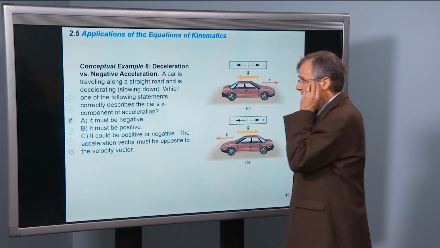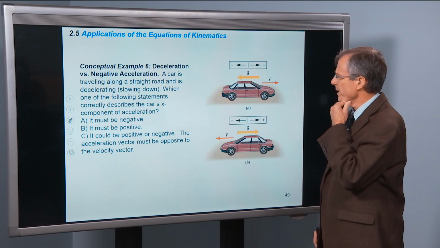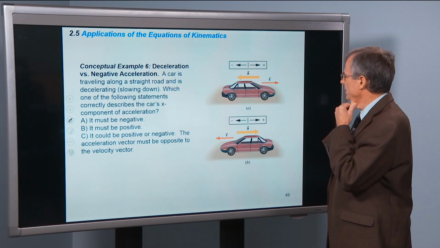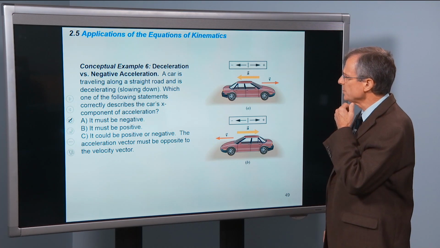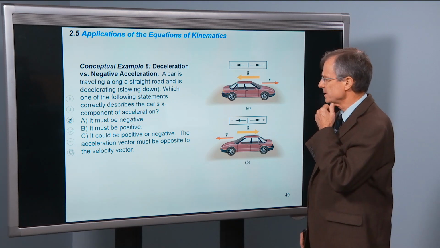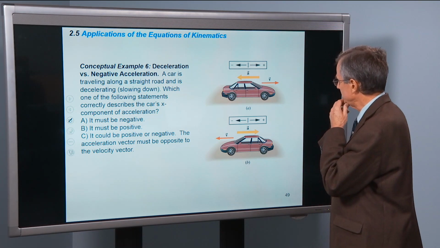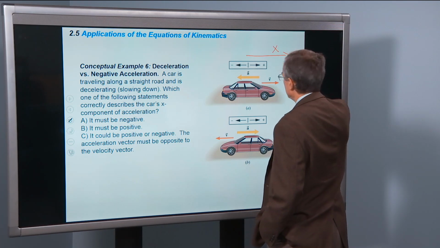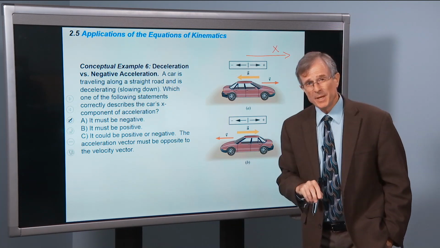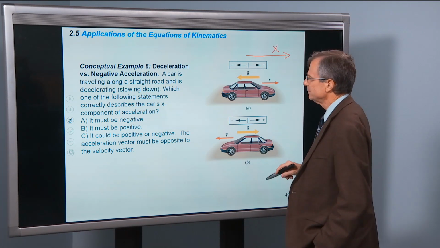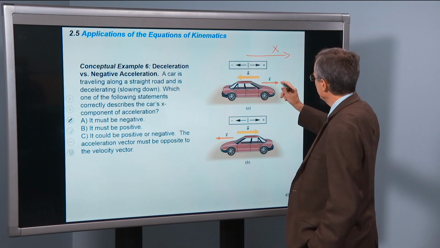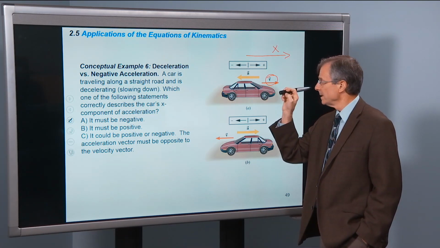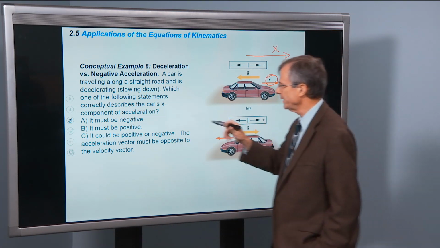Deceleration versus negative acceleration. A car traveling along a straight road, decelerating. Which one of the following statements correctly describes the car's x component of acceleration? If x is in this direction, well, it kind of depends. Because in this case, it's traveling in the plus x direction, and it's decelerating, it's slowing down.